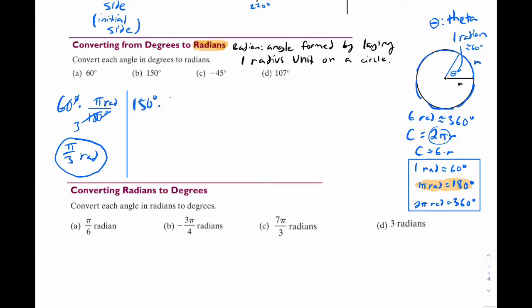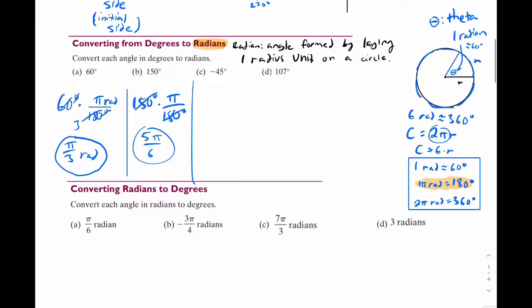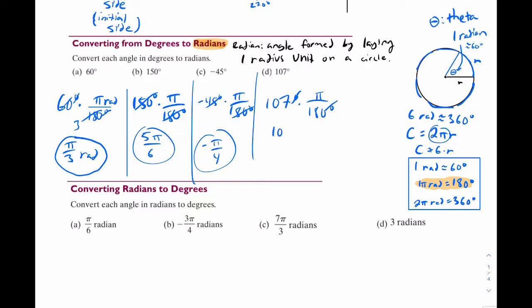Next example, 150. So again, multiply it by pi over 180. We reduce everything by 30. So that's going to be 5 pi over 6. Negative 45. Again, this is pretty repetitive once you know what to do. Multiply by pi over 180. You reduce it. That's negative pi over 4. And this one's interesting because it looks really hard, but you'll realize that nothing reduces, so just cross out your degrees and then you're done. 107 pi over 180.